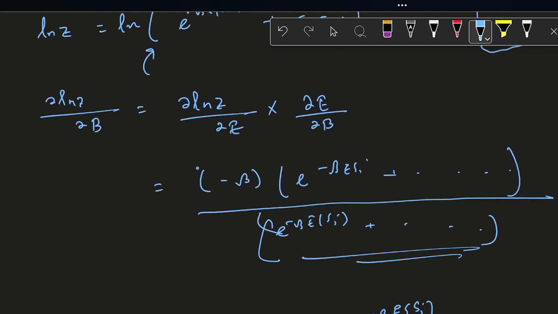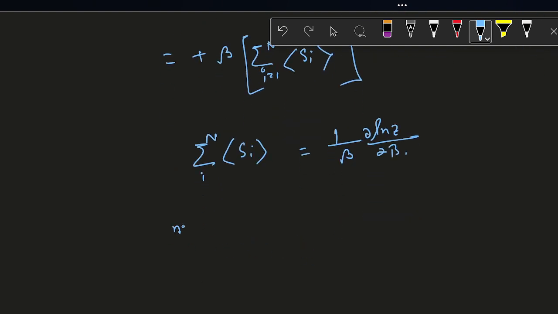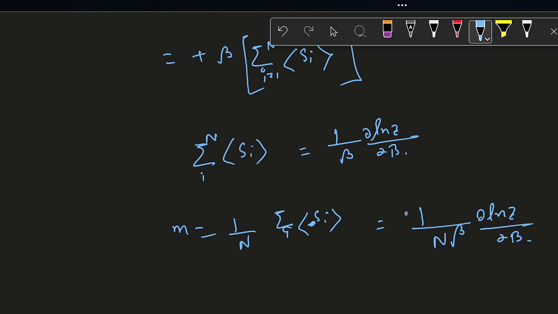So what you get is that this is your del ln Z del b. That means your summation over i from 1 to n of si average is 1 by beta del ln Z del b, or your m, that is equal to 1 by n sum over i si average, is nothing but 1 by n beta del ln Z del b. So this is why we wrote down the expression for the general case of the Hamiltonian. This is your expression. So now it is proven that this expression is actually right.